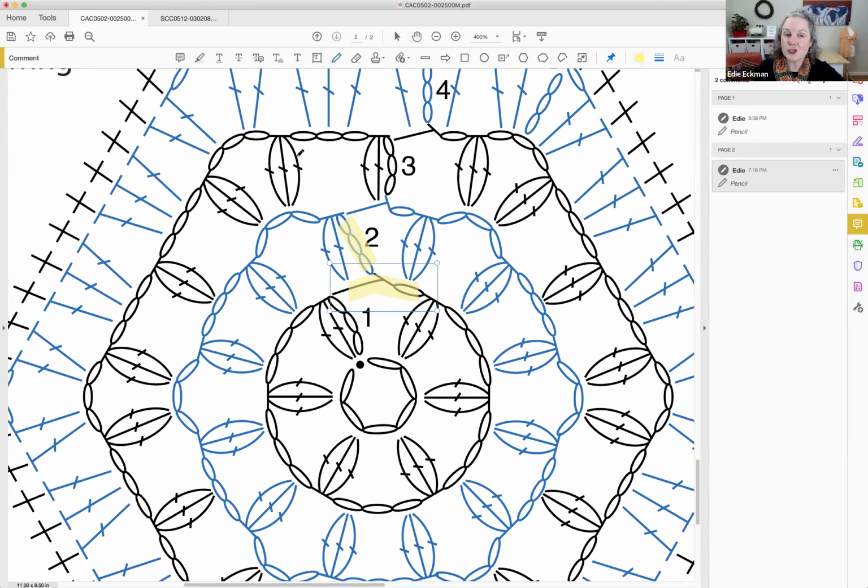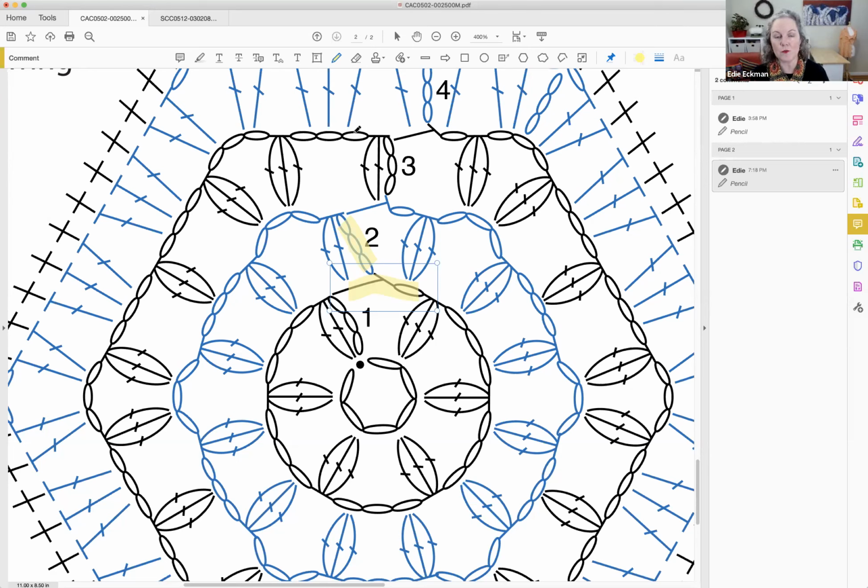So you can assume that all of these are worked into chain spaces unless they're called out and said otherwise. Or sometimes the base of the stitch will actually go down into the center of the chain, but again, that's really rare. You just assume that it's into the chain space.